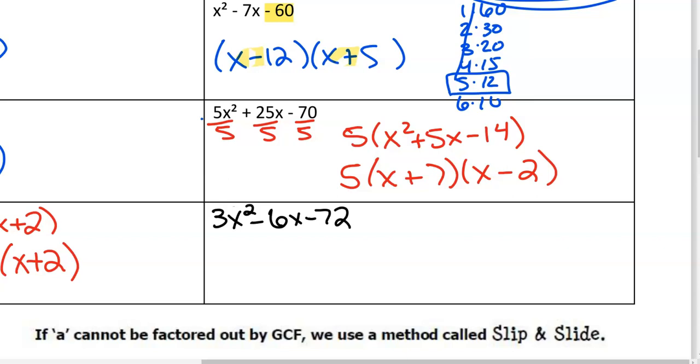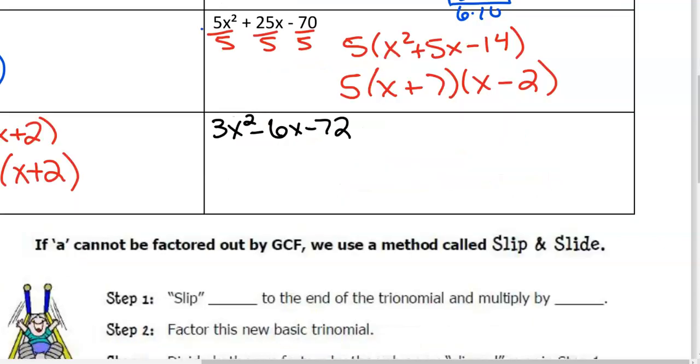So you work on that one. What should I do first? Can you divide them all by 3? Yes, they are all divisible by 3. Oh, I'm sorry. Little foreshadowing there. So now what's left in my parentheses? What do we have? X squared what? Minus what? 24. Yep.